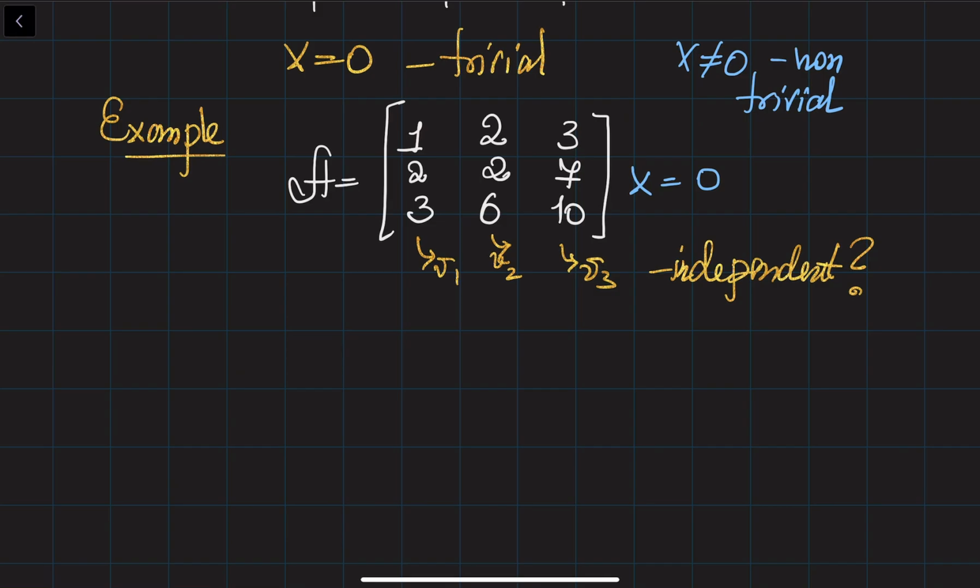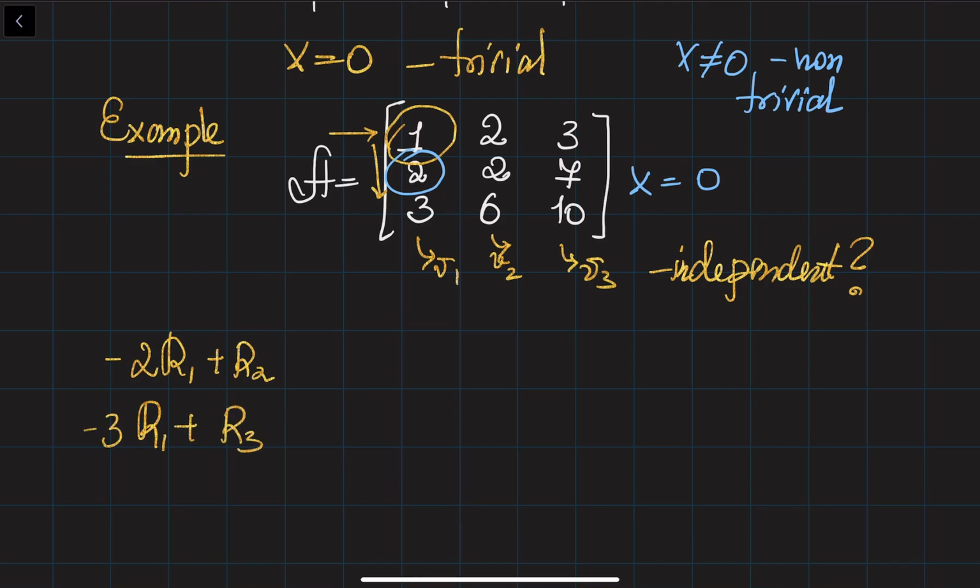So in order to bring this to the row echelon form, we choose the pivot on the first row, and we're going to eliminate everything below it. We multiply the first row by minus 2 and add this to the second in order to eliminate this 2. We multiply the first row by minus 3 and add this to the third row in order to eliminate this 3. So let's try to do this.